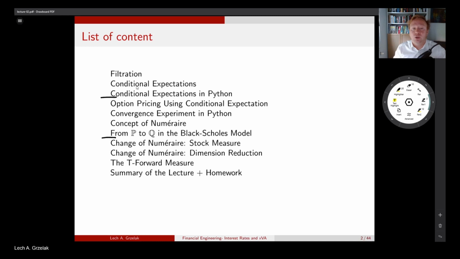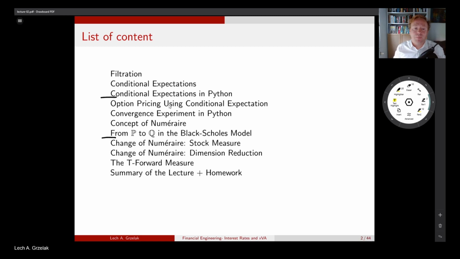I will discuss conditional expectations, and here we will also cover the concept of a nested Monte Carlo. So this is how to think of conditional expectations and filtrations, and how to perform simulation in Python. This is the first block.